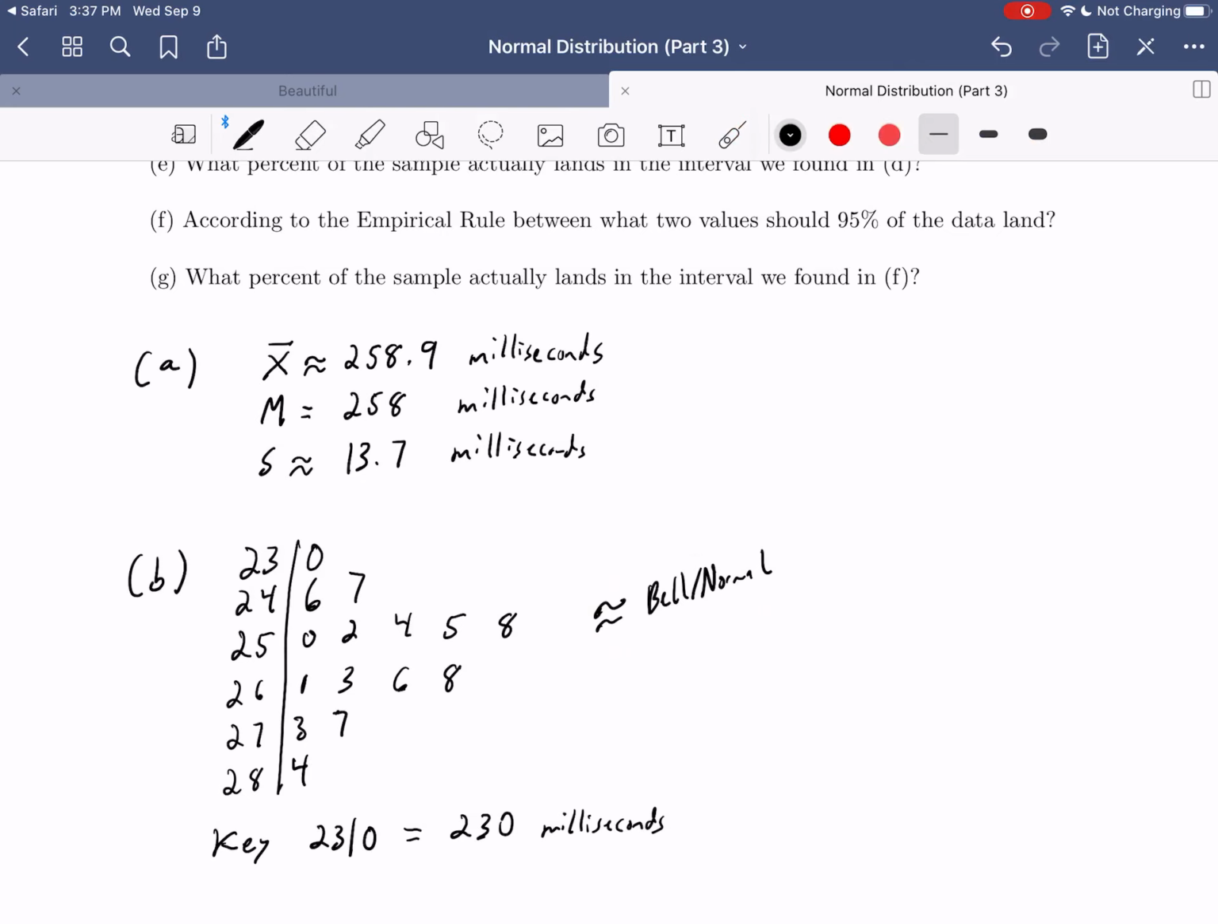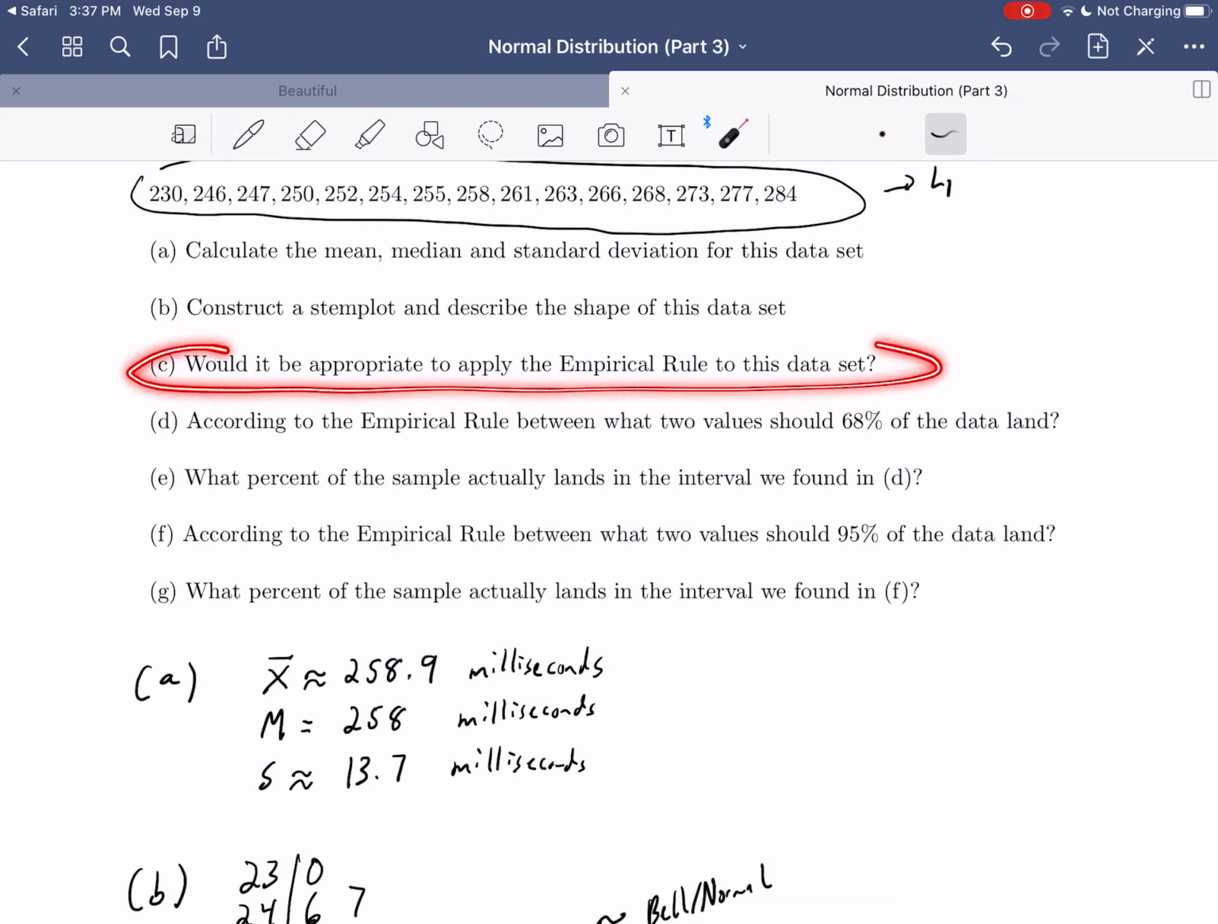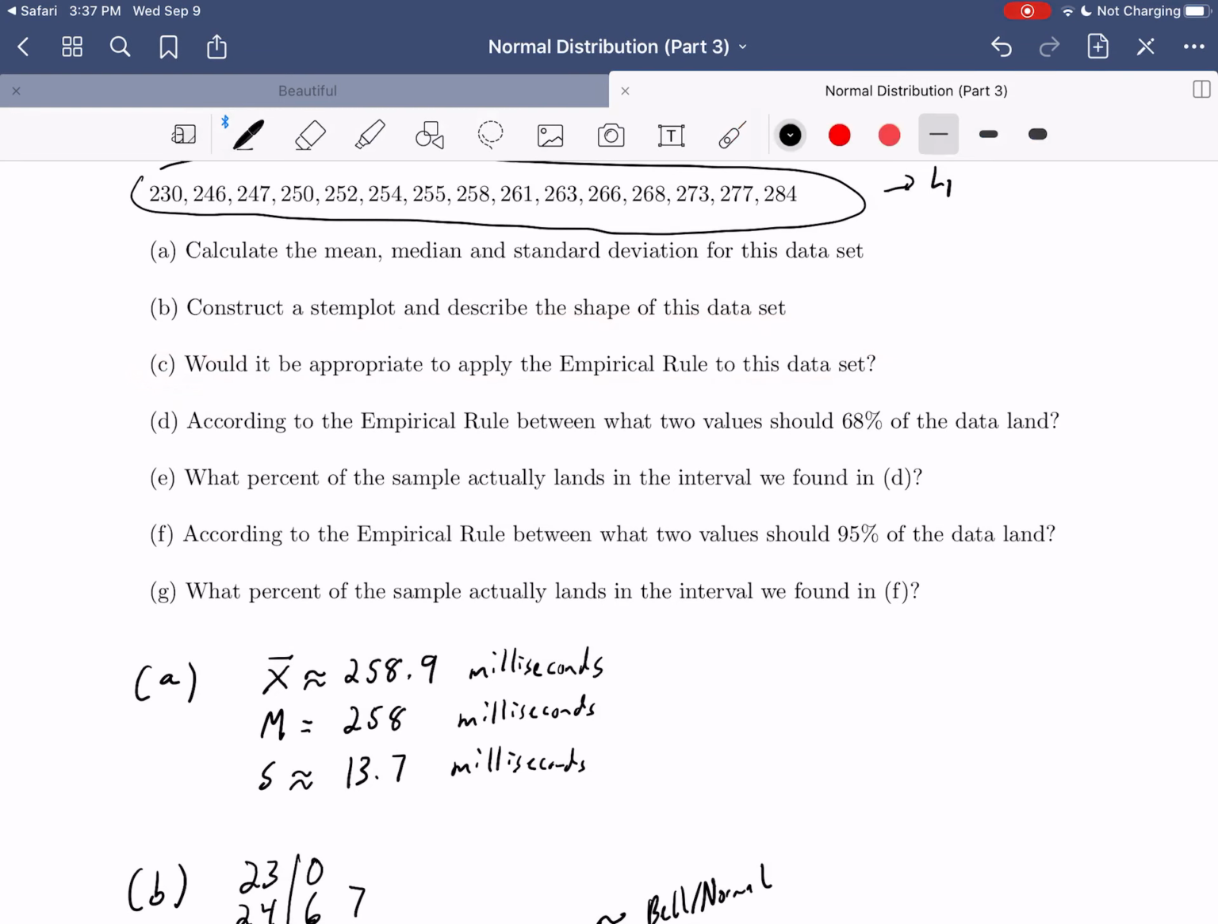Okay, now we want to understand, would it be appropriate to apply the empirical rule to this data set? Well, you might say, can't we always just use the empirical rule? Well, remember, the empirical rule only applies to normally distributed data. So if you just have a random data set, you can't necessarily apply the empirical rule.